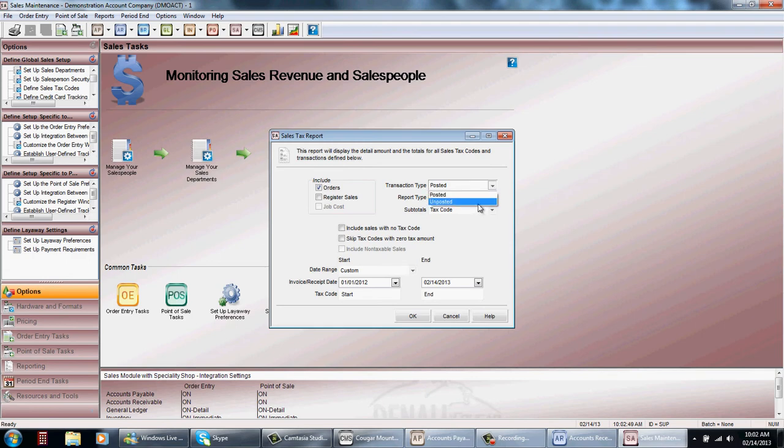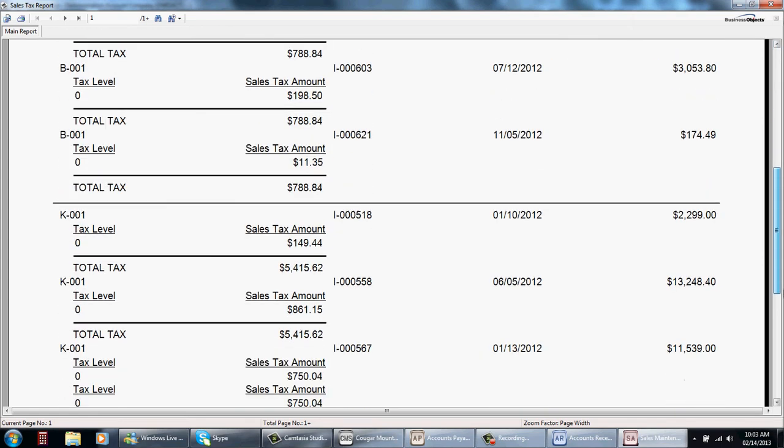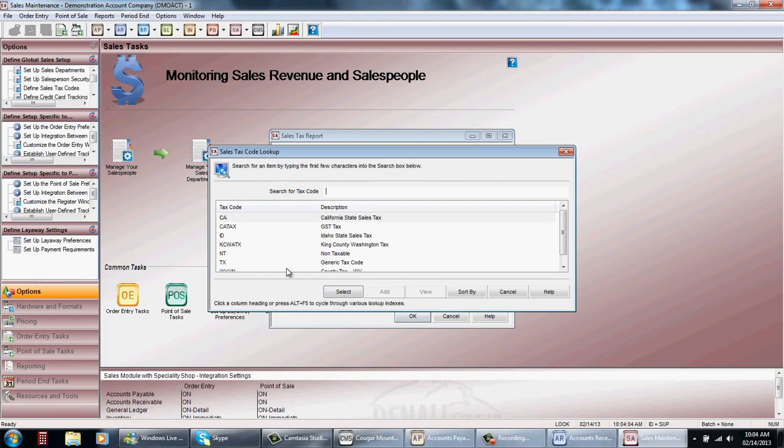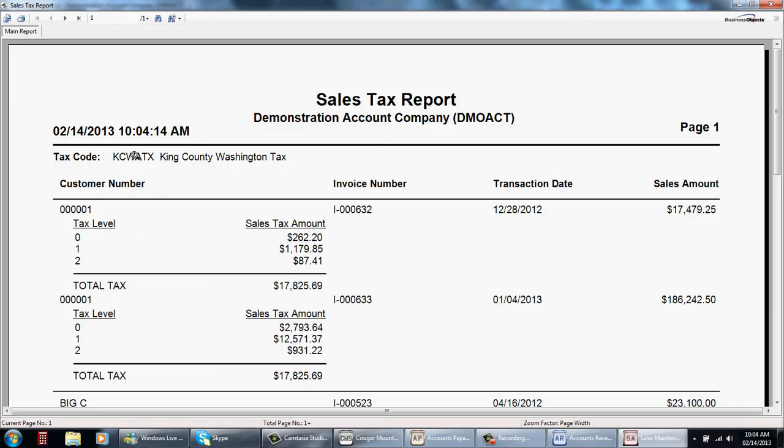Transactions can be posted or unposted. If you want to look at it prior to posting, you can see this report as the day goes on. If you want to see it in detail, you can pick it. Otherwise, it will be set up as condensed. Now it goes through each one of the sales tax codes that you have set up with the taxes, even returns. If I select just the King County tax and look at it, you would then see the breakdown by the invoices of each one of the tax levels. How much on this particular sale was each one of the tax levels.